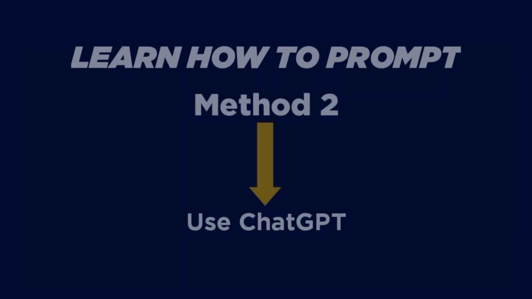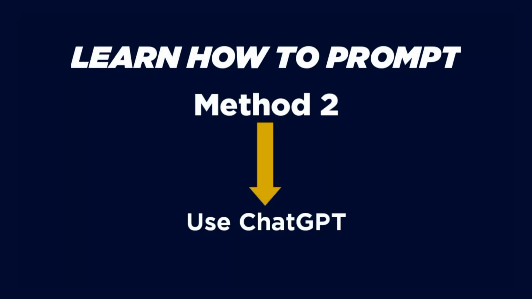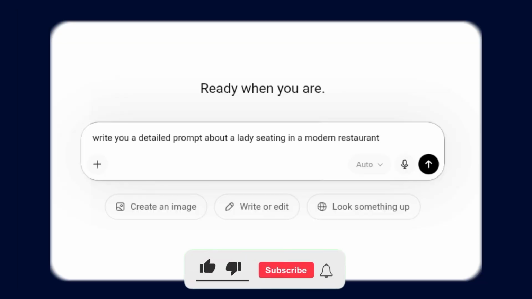Method 2. Use ChatGPT to build your prompt. Let ChatGPT help you write your prompt. You can describe your idea in plain language and ask it to expand it into a detailed, well-structured generation prompt. For example, you can tell ChatGPT to write a detailed prompt about a lady sitting in a modern restaurant.